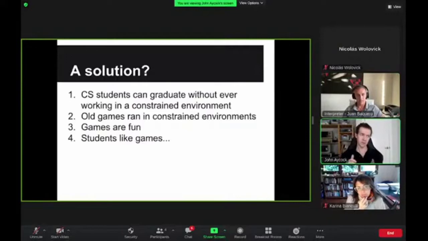So, computer science graduates, but working in a constrained and old games trained environments. Games are fun, and students like games.